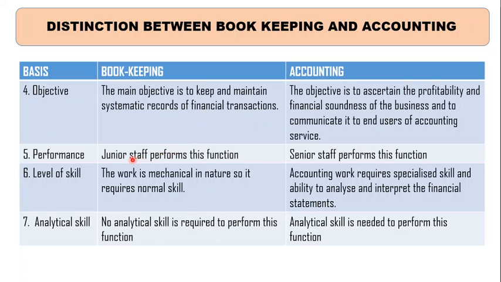Moving to the next one, performance. Here, junior staff, the one who has the knowledge of accountancy rules and all, can be a bookkeeper. For example, after 12th standard, even after 11th standard, you can be a bookkeeper. You can manage your father's business accounts at least at a junior level, like recording and classification, posting to the ledger and all. And senior staff are required for the accounting function.